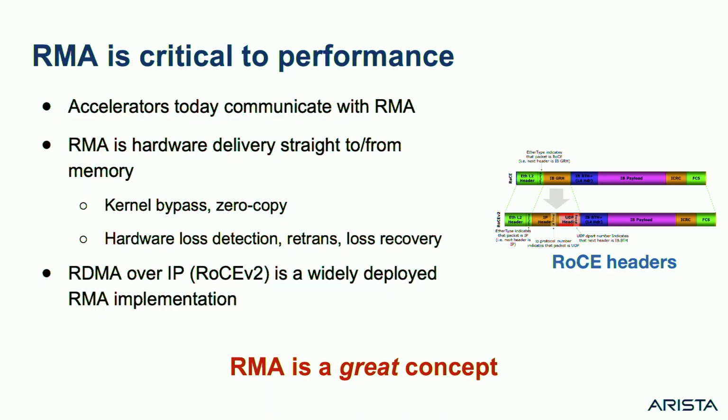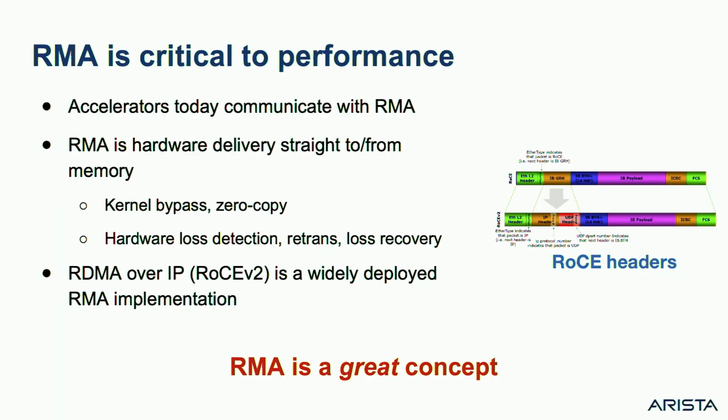Let's go back to some basics here, what is important in an AI network, right? When GPUs communicate, they do so using a concept called remote memory access. And that is memory on both the sender side and the receiver side communicating directly, bypassing the kernel of the hosts where they're located, right? And this is to minimize latency and to maximize throughput.